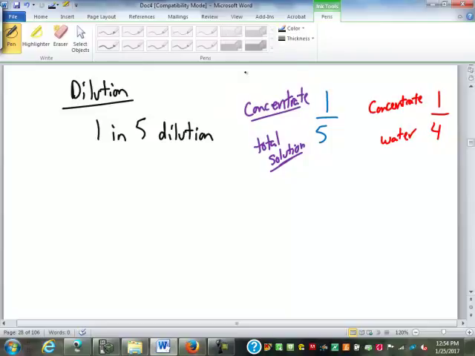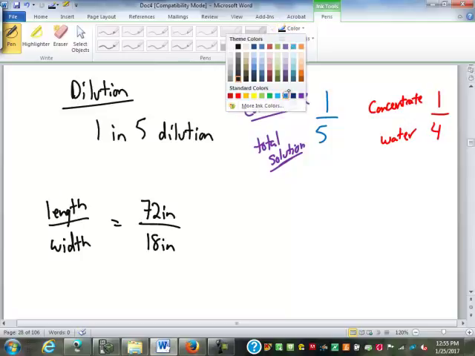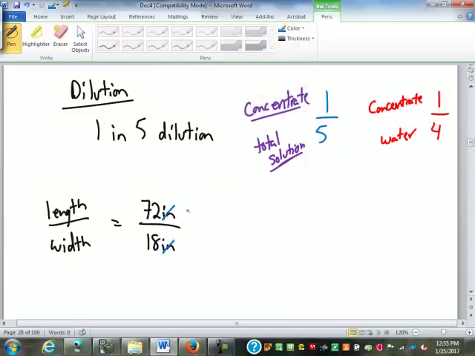I might look at these tables here, and let's do a length to width ratio. The length of these tables are 6-foot tables, that's 72 inches. The width, they're 1.5 feet, so it's 18 inches. I can reduce that as well. The inches cancel out. Both 72 and 18 can be divided by 18. Gives me a 4-to-1 ratio.